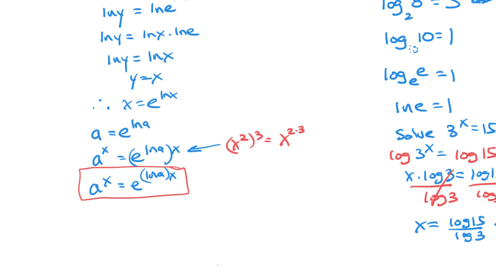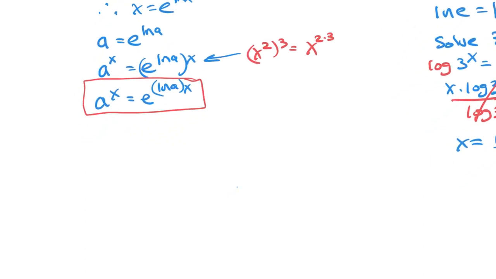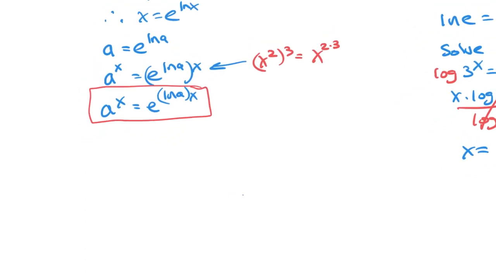And then let's say that we want to take the derivative. Here's where the chain rule comes in. Okay, so we want to take the derivative of a to the x, which is the same as taking the derivative of e to the natural log of a times x, right? Because a to the x equals this from right here.